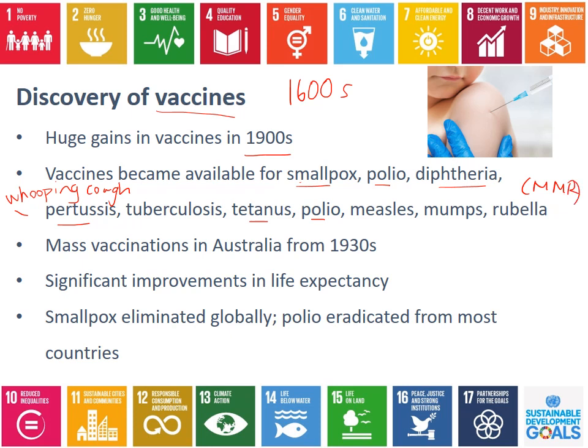You don't necessarily have to remember the names of all of these vaccines, but it's probably good to have a few examples of things like smallpox, polio, tuberculosis. Oh, got polio in there twice. Are really common examples. So with this new technology, Australia started doing mass vaccinations from the 1930s.